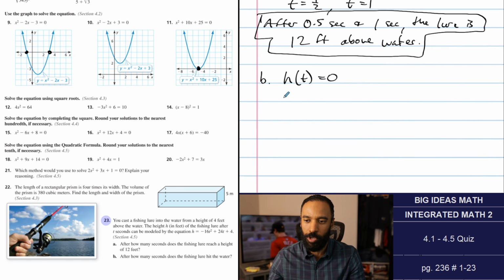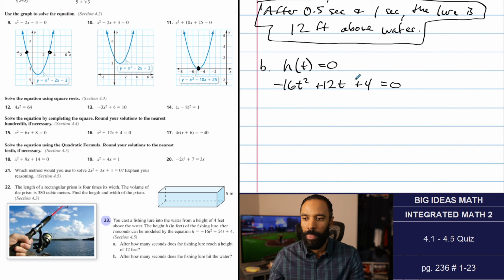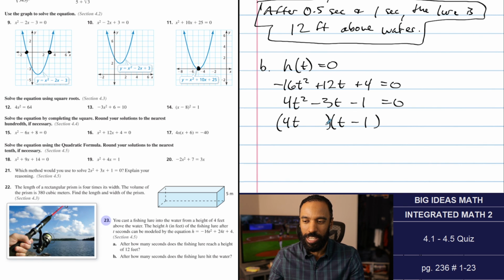Let's set that same equation equal to 0. Negative 16t squared plus 12t plus 4. Was that it? Yes. Set equal to 0. I can divide everything here by negative 4. I get 4t squared minus 3t minus 1 equals 0. Is that factorable? I think it is. This factors into (t minus 1)(4t plus 1). So negative 4t plus t is negative 3t, yes.